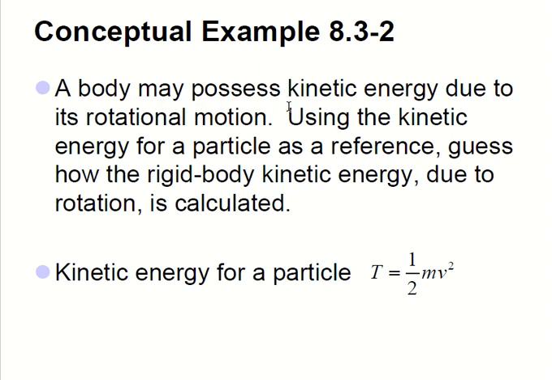A body may possess kinetic energy due to its rotational motion. So using the kinetic energy for a particle as a reference, guess how the rigid body kinetic energy due to rotation is calculated. So let's take a look at it. We're going to use the same T, which is kinetic energy, 1/2 mv squared. So that's the kinetic energy for a particle.